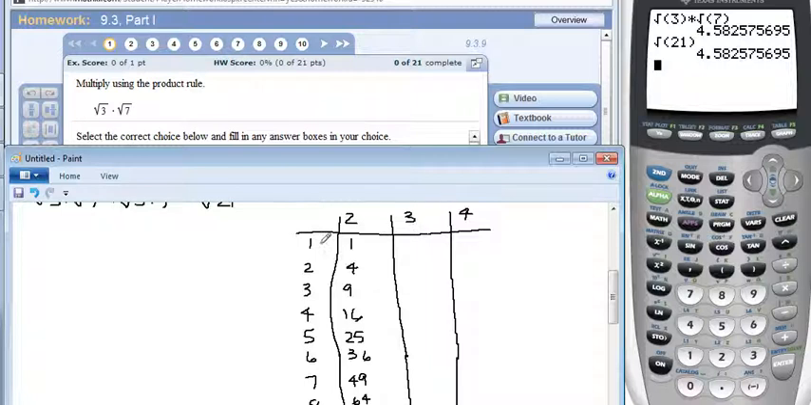1 times 1 times 1, 2 times 2 times 2, 3 times 3 times 3. That's what I'm doing here. So I've got 1, 8, 27, 64, 125, 6 is 216, 7 is 343, and 8 is 512. Okay, I'm multiplying each one of these by itself 3 times.